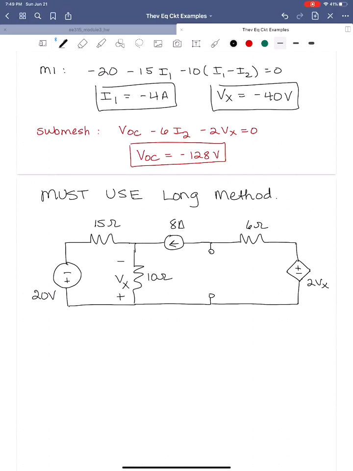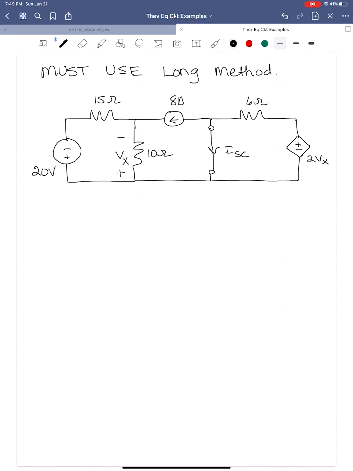For the long method, we're going to take our terminals and short them together and solve for the short circuit current flowing through that short we just created. Again, we can use whatever method we like to solve this circuit. You could do mesh analysis, you could do nodal analysis, although nodal analysis is tough. Let me take this back. When you are solving for short circuit current, you're almost always going to use mesh analysis here. So let's talk about that.